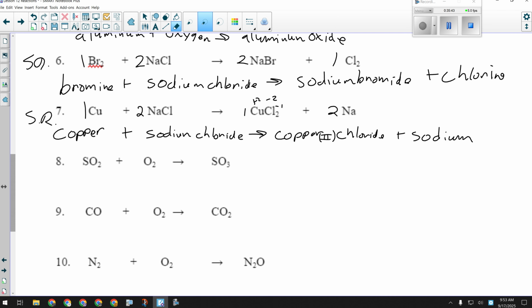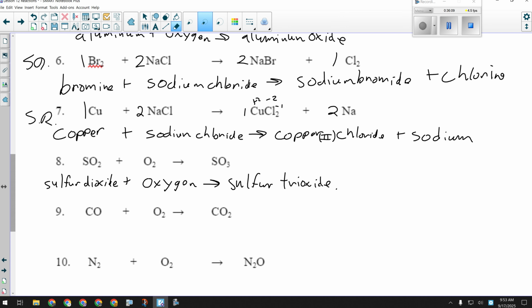Let's have a look at number 8, and then I'm going to talk to you a little bit about the labs here. Okay. So first one here, this is a molecular compound. Sulfur dioxide reacting with more oxygen to give us sulfur trioxide.